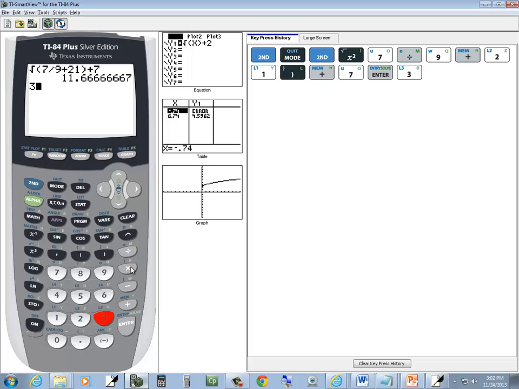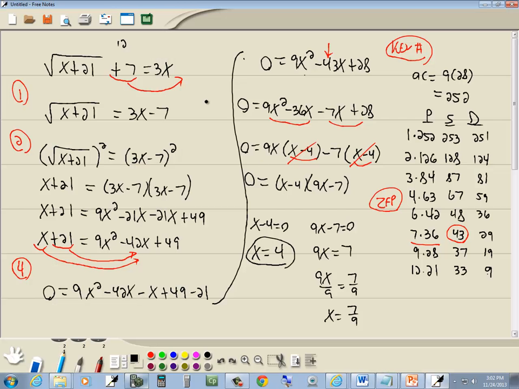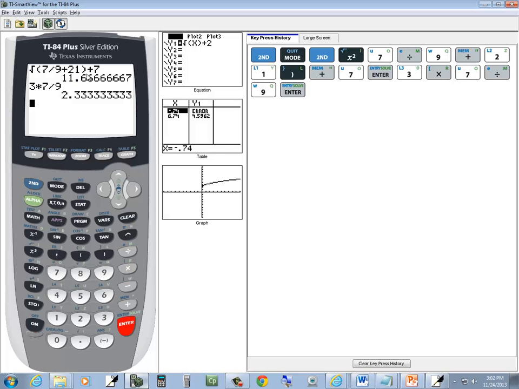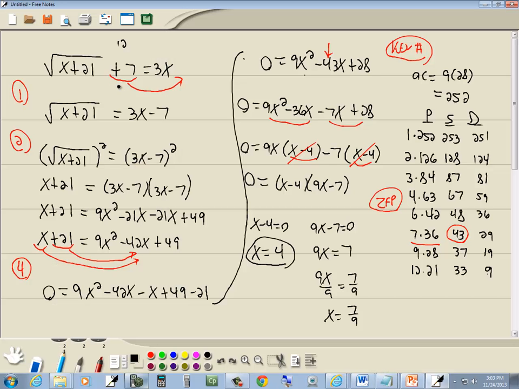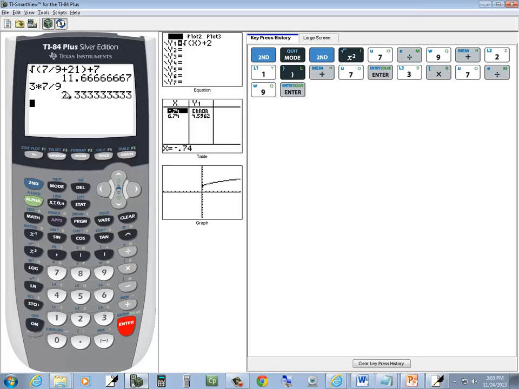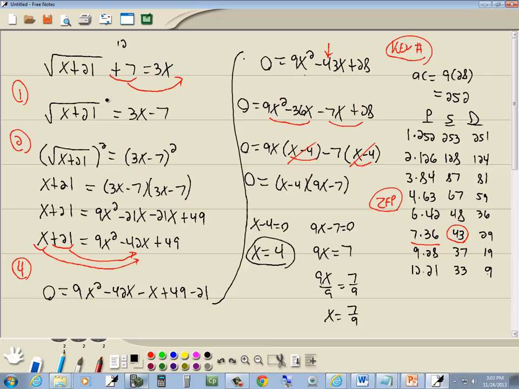Now let's also plug in the 7/9 on the right side. So we got 3 times 7 divided by 9. Let me see if I did that right. 7/9 plus 21 plus 7 gives me that. And then 3 times 7 divided by 9. They give me different answers. So that means that one doesn't check. I don't know what made me think it was going to check, but x equals 4 is our only answer.